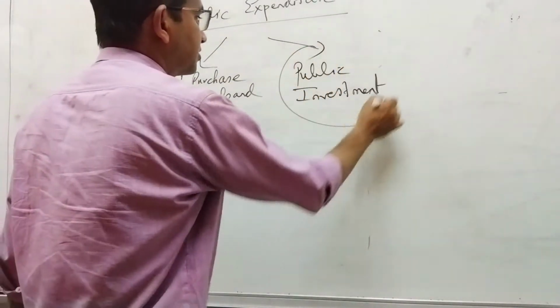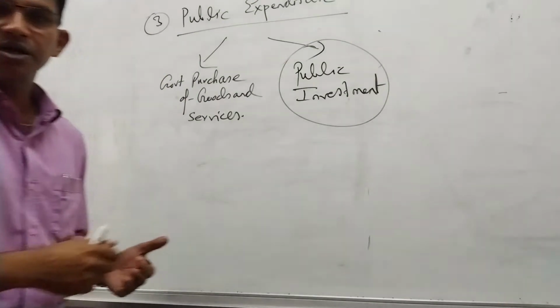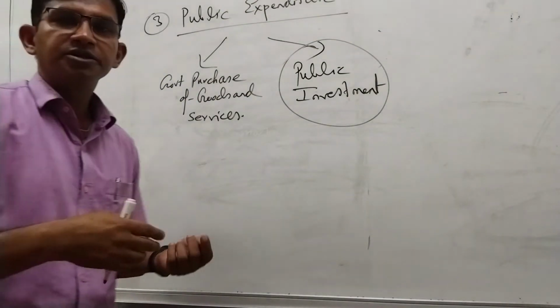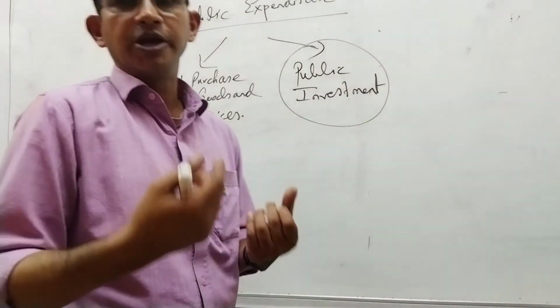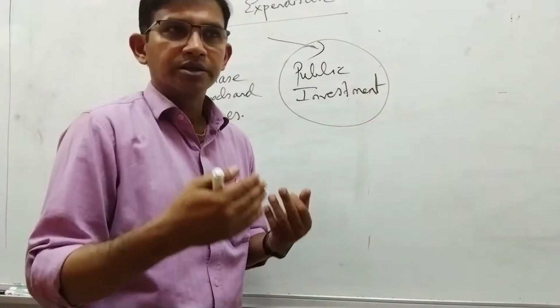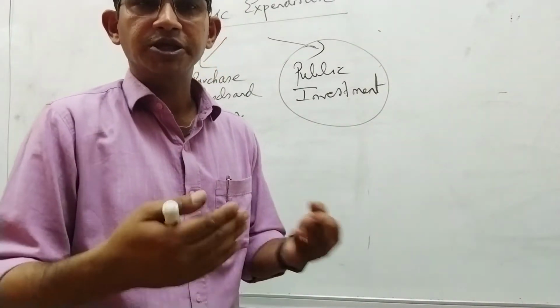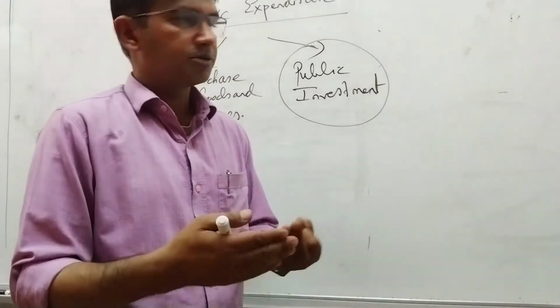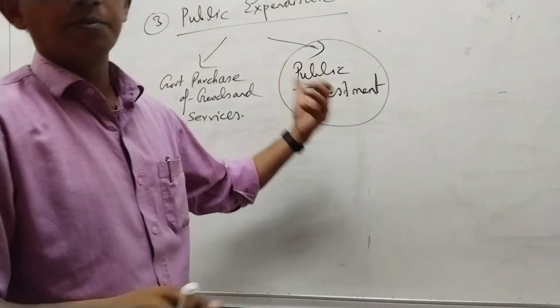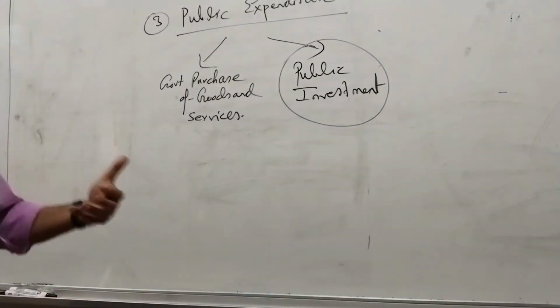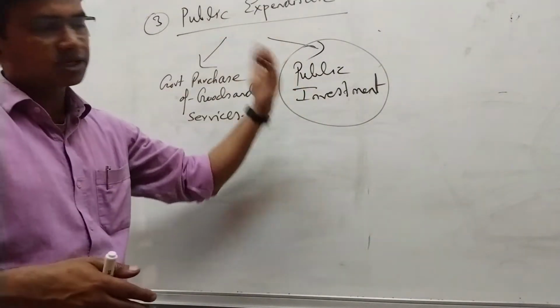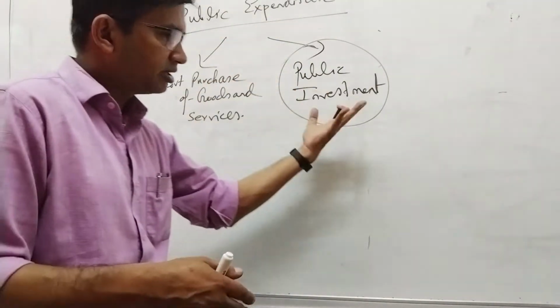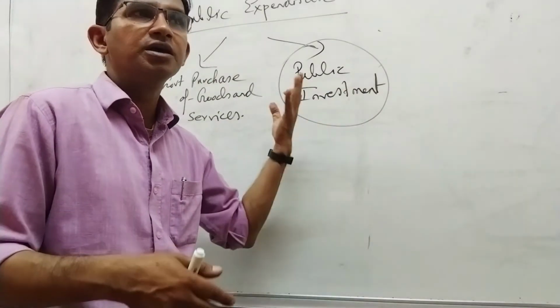Normally public investment means the government projects. It includes roadways, railways, the establishment of harbors, airports, the public health system, and the public education system. So all are components of public investment. Public investment is just like private investment, but here the investment is done by the government.